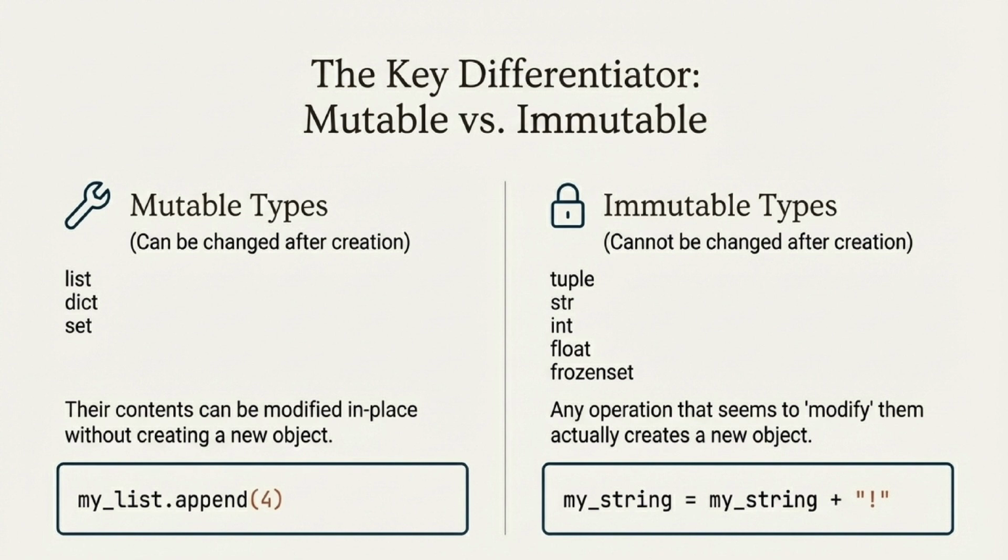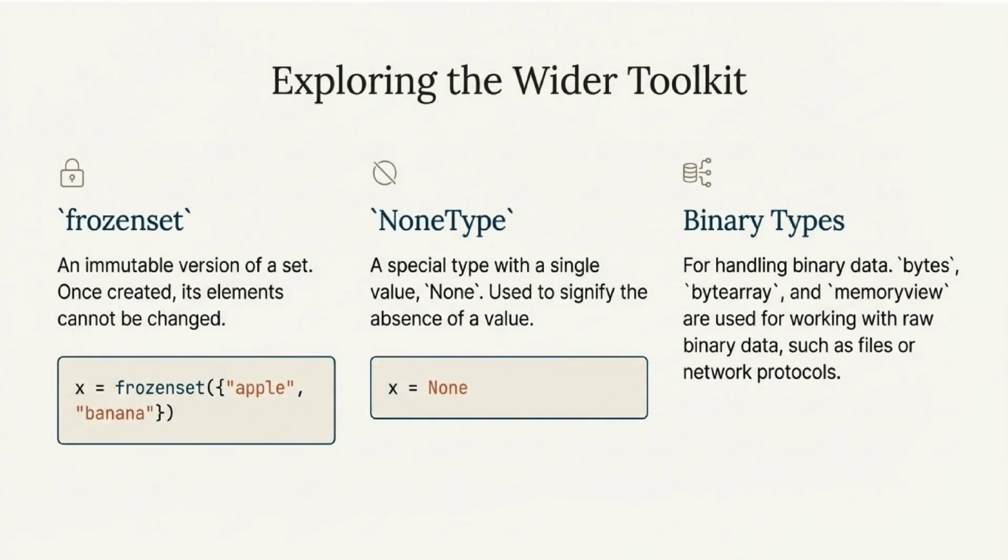Python also includes advanced types like frozen set, NoneType, and binary types. A frozen set is just like a set, but it cannot be changed once created. You cannot add or remove items after making it. NoneType has only one value, None. It is used to show that something has no value or is empty. Binary types are used to work with binary data, which means raw data such as files, images, or data from networks. They include bytes, bytearray, and memoryview. These data types help Python handle data that is stored in zeros and ones.